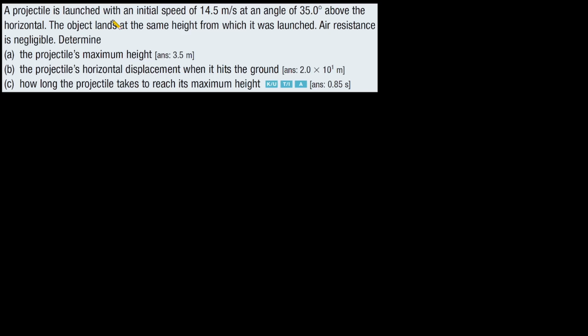Question: a projectile is launched with an initial speed of 14.5 meters per second at an angle of 35 degrees above the horizontal. The object lands at the same height from which it was launched, and resistance is negligible.